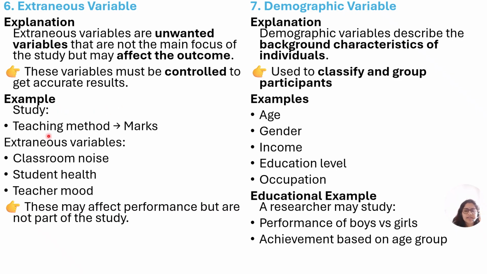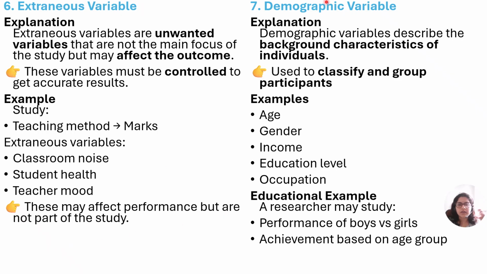Example: in a study process, the teaching methods followed by a teacher will affect the marks of the students. So what are extraneous variables? They are not seen, but they are also very important. Like classroom noise. Then apart from classroom noise, student health. Though it is not visible outside, student health is very important. Then the mood of the teacher. It is not visible outside, but if the teacher is in a bad mood, then she might not teach properly. So they affect the performance but are not part of the study.